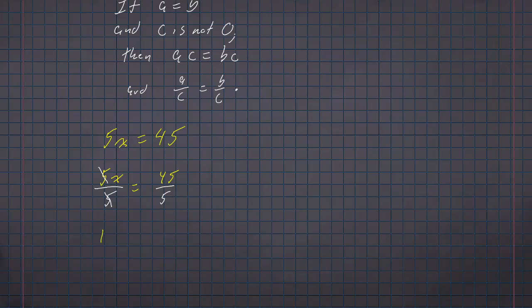So I have 1 times x. On the right-hand side, 45 divided by 5 is 9. And of course, 1 times anything is that thing. So 1x is simply x. I get x equals 9 as my result here.